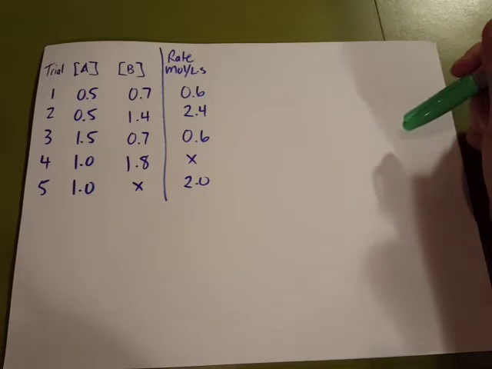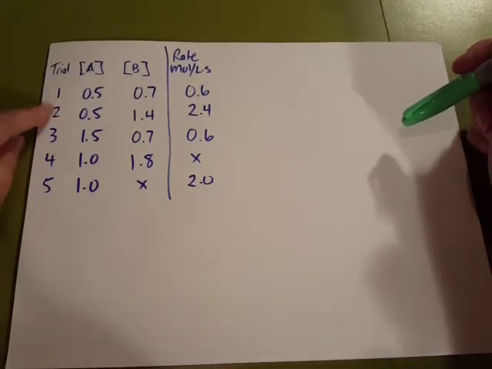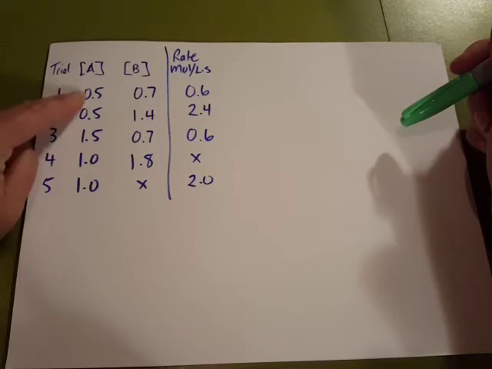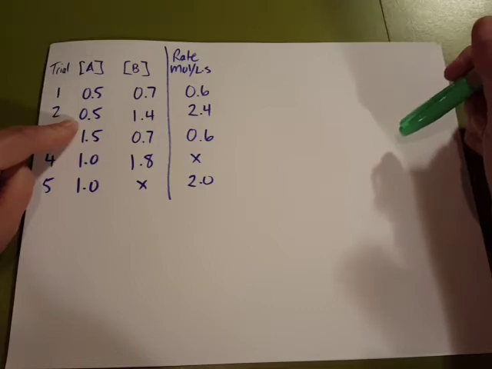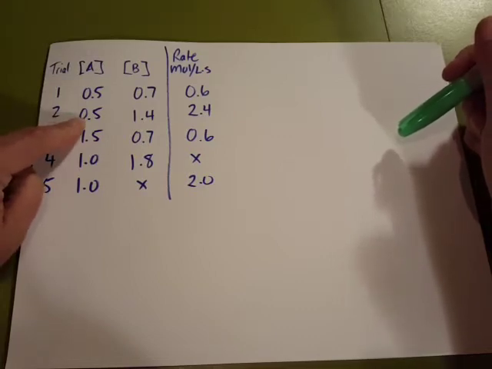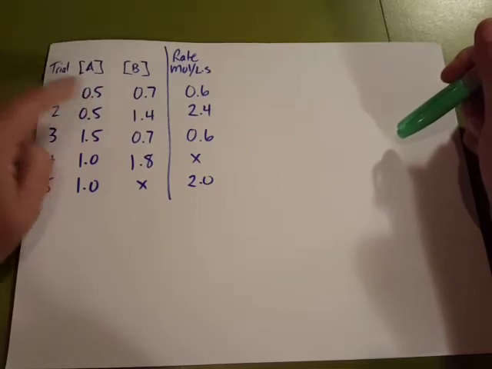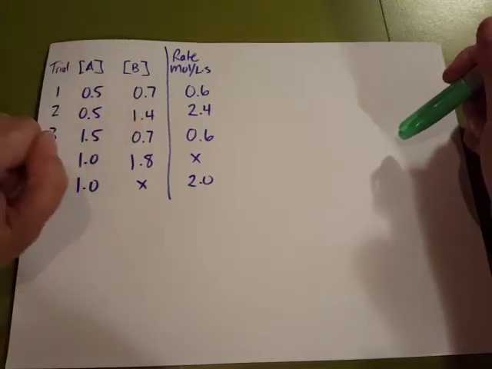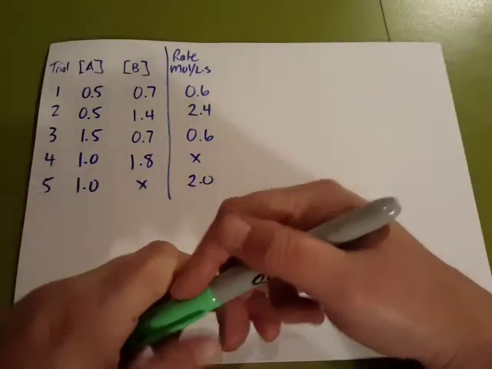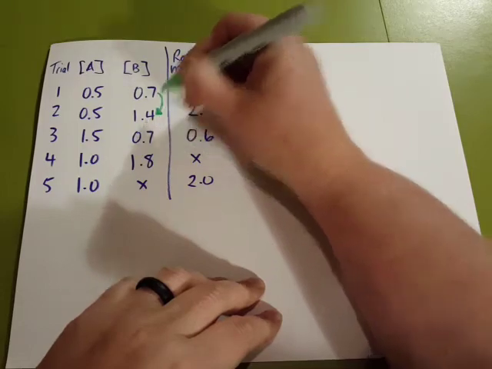So let's find two trials where one substance stays consistent. Here I see in trial 1 and 2, A is 0.5 and 0.5. So if we ever saw any changes in the rate, it's not because of A, because A is the same. There's no change in A between the two trials, so everything that we see must be because of B. And I like to look from 1 to 2, always from the small number to the big number.